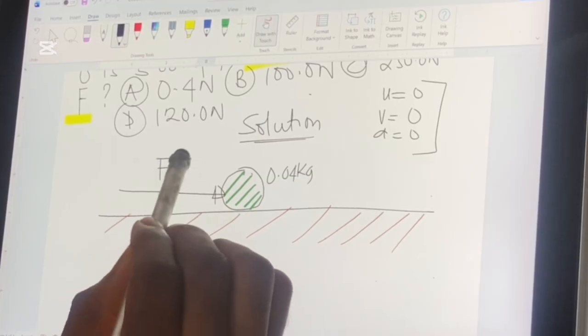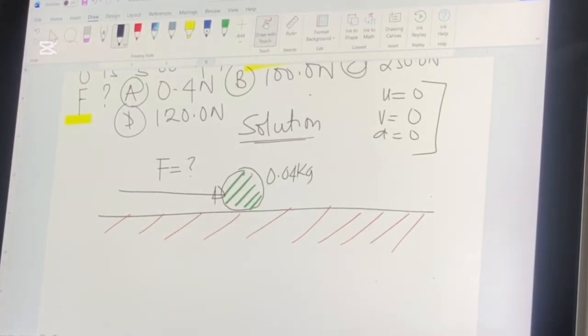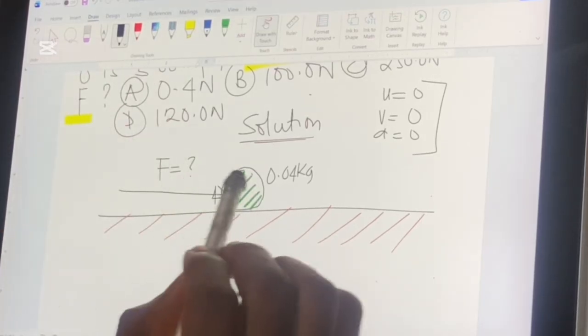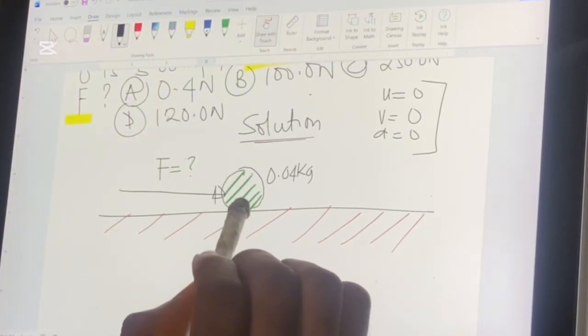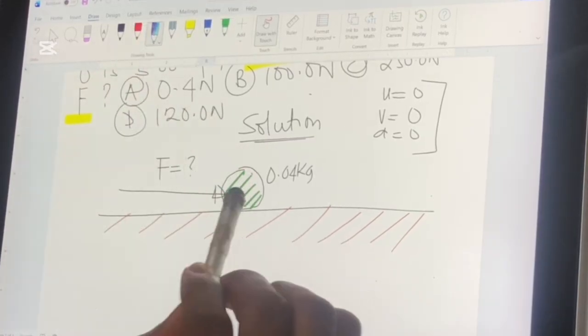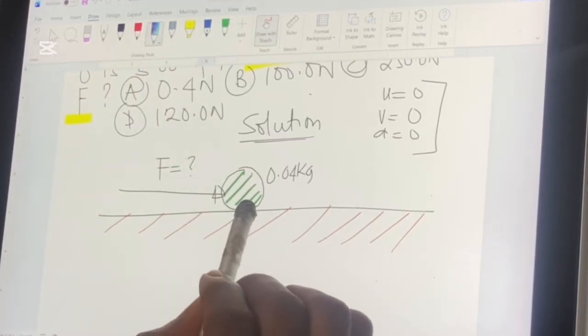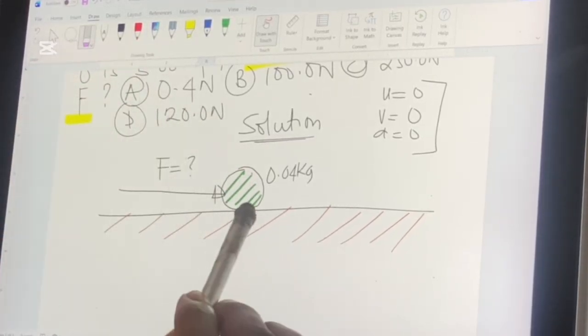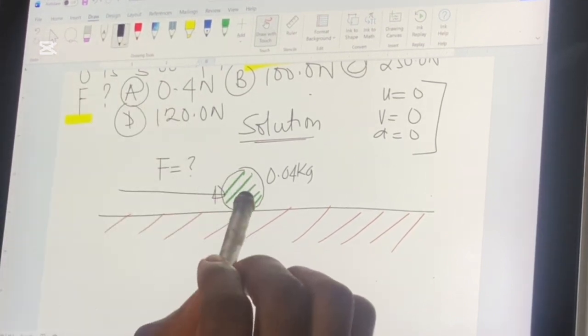So now there is a force acting on this object, and we are asked to calculate the force. Please take note. Now this object is starting from a point O. Now we label this point to be O. Okay, I think it's not visible with this pen. We label here to be O.